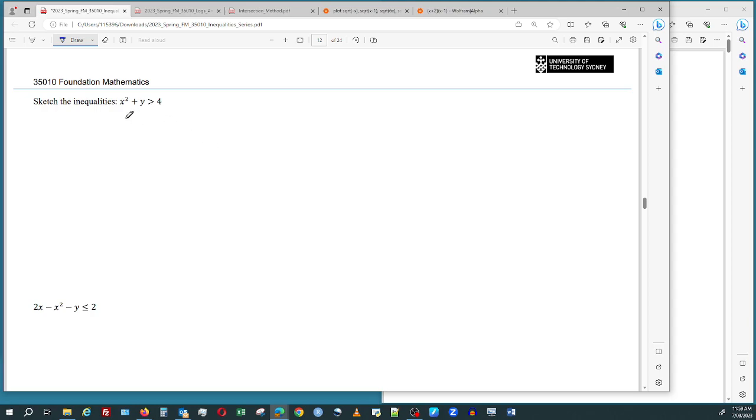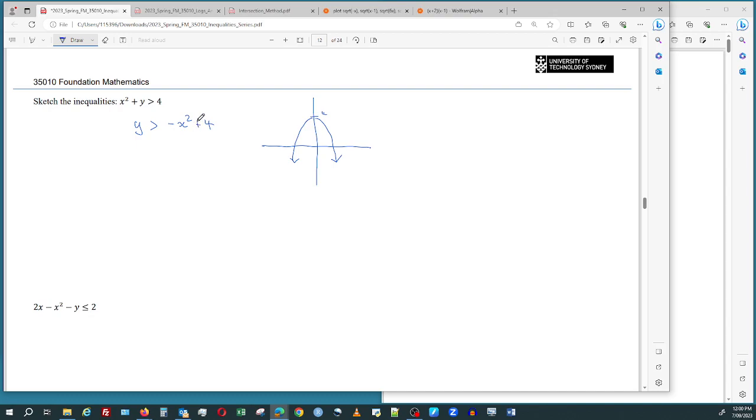Making y the subject, so subtracting x squared from both sides. Because it's a plus minus, doesn't matter. Plus 4, so that's a simple arrangement. Now it's a two-termer, so that means it's symmetrical about the y-axis. It's upside down at 4, and it's going down like this, and it's saying that the curve y is greater than minus x squared plus 4.